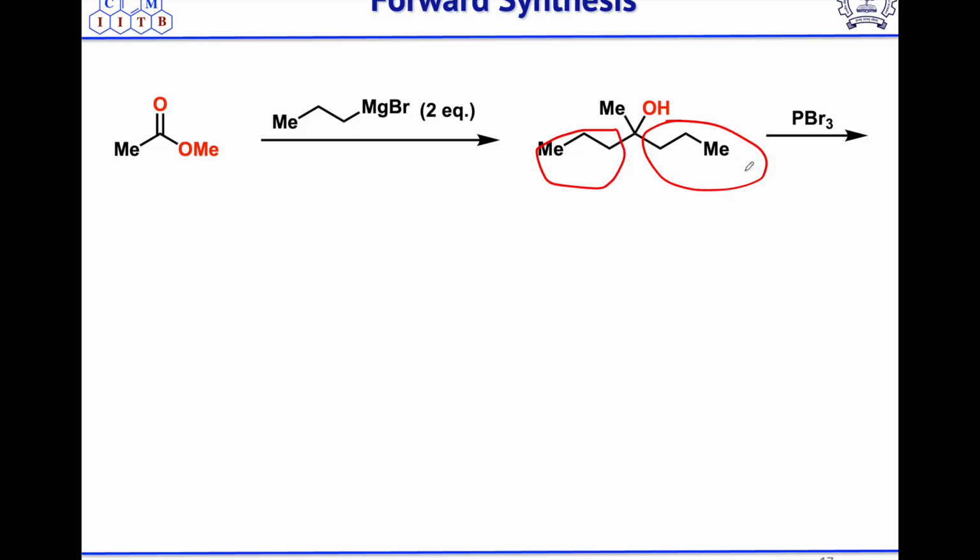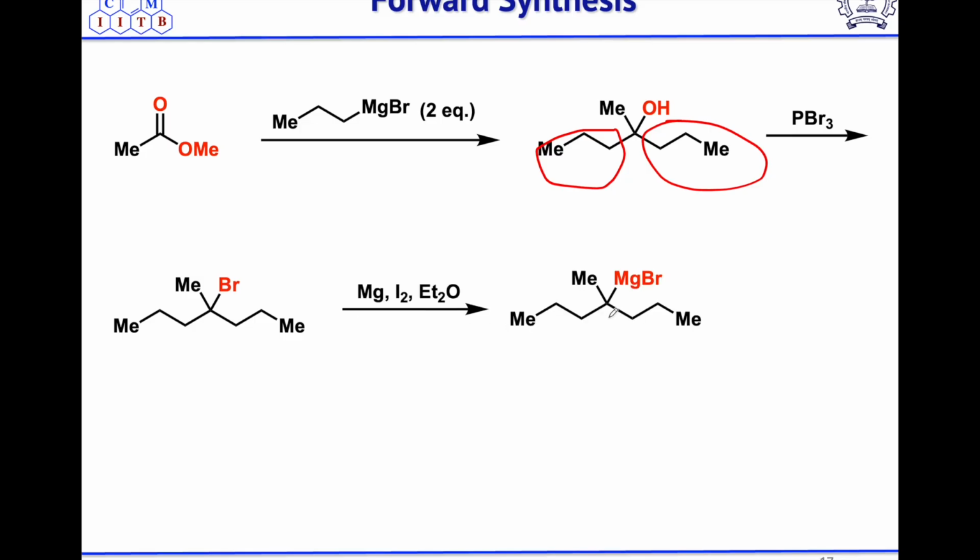Now the next job is to convert this tertiary alcohol to bromide. We can use PBr3, and we will get this R bromide compound. Next we have to make it a Grignard reagent, by treating with magnesium in the presence of a catalytic amount of iodine, with diethyl ether as solvent. We can easily prepare this Grignard reagent, right?